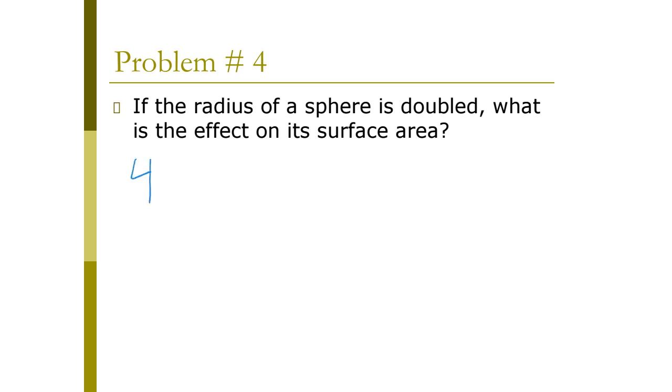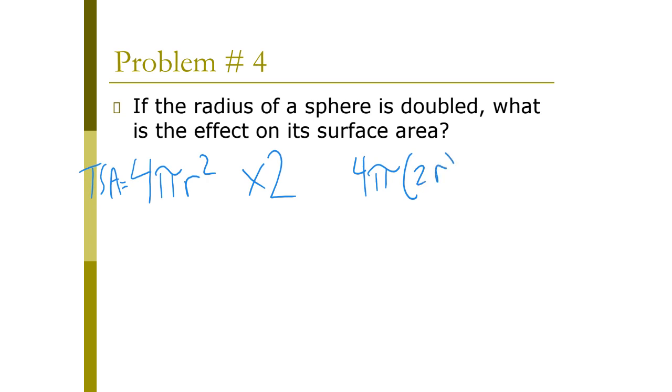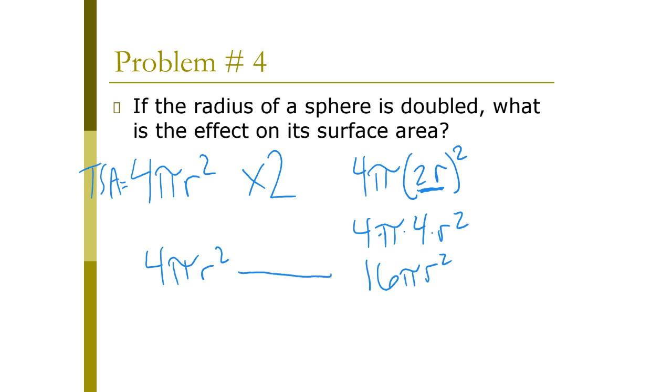If I take 4 pi r squared, that's my total surface area of a sphere, and we want to double the radius. So if I double the radius, it's going to be 4 pi, and then my radius is 2r squared, right? This is doubling my radius. When I do that, I end up with 4 pi, and then 2 squared is 4r squared. All this is multiplication here, and I end up with 16 pi r squared. Over here, it's just 4 pi r squared. So what's the effect? Well, it's 4 times as large.